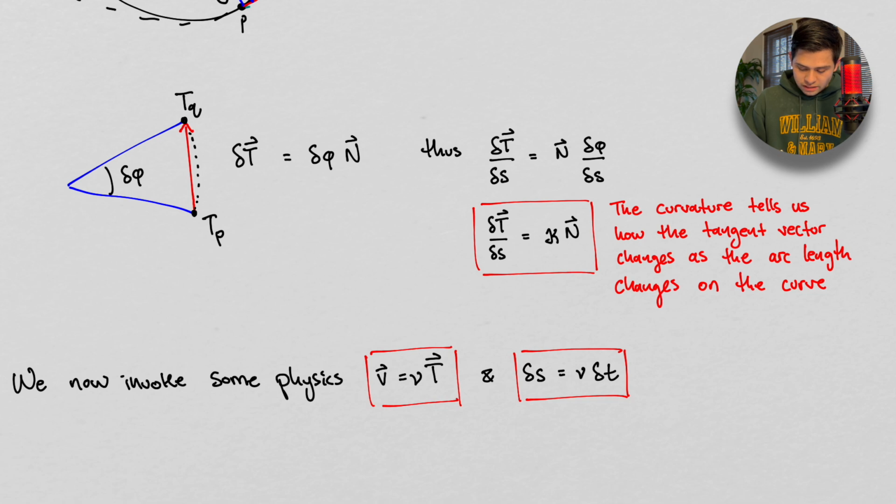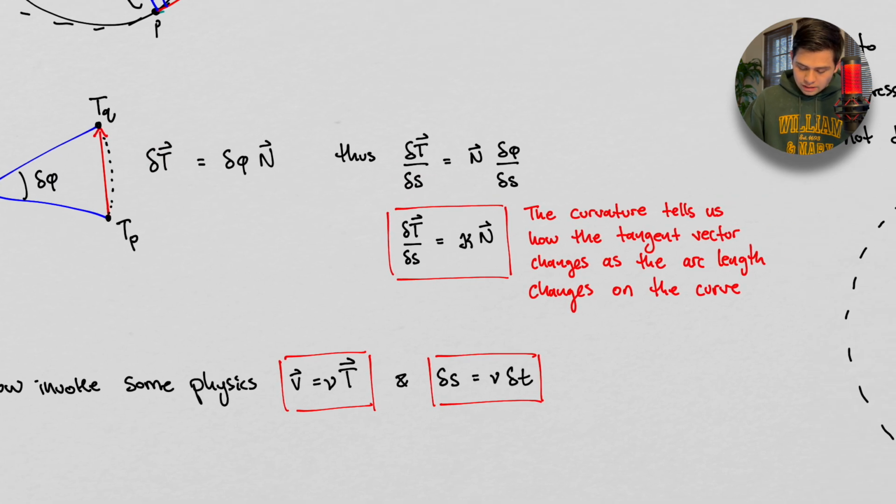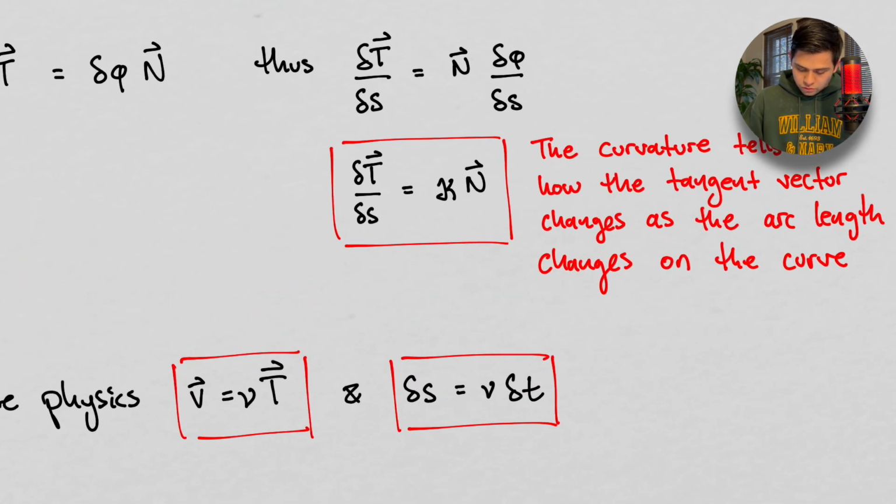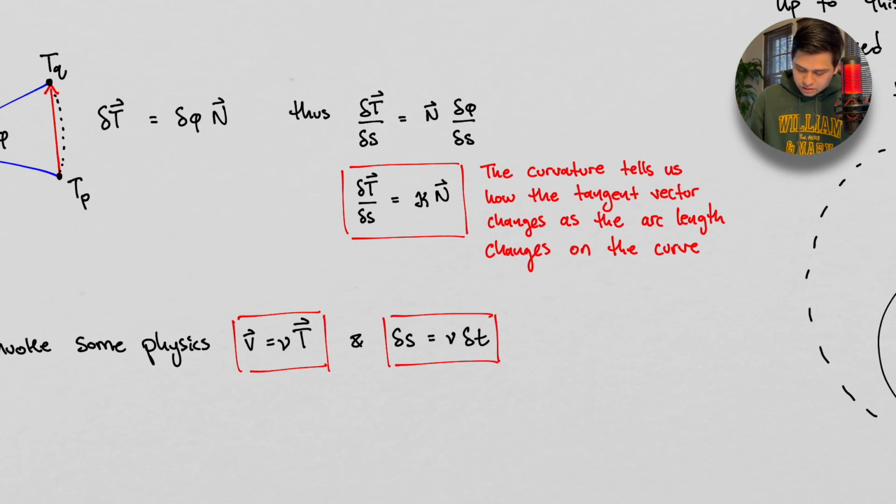But what we can therefore say is that the normal vector, right, so if we divide everything by delta S, where delta S is the arc length, divide both sides by delta S, we get this formula. And we know that this here, what we said was right here. So the change in the tangent vector with respect to the arc length is going to be the curvature times some normal vector. So the curvature tells us how the tangent vector changes as the arc length changes on the curve, right? And we'll see more about what this N is later.